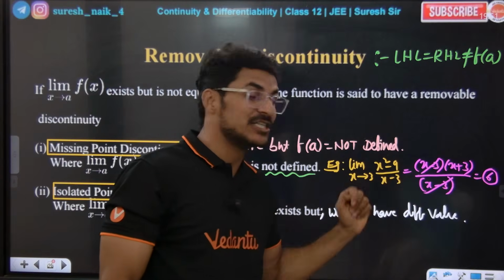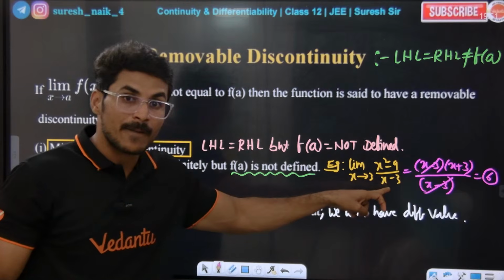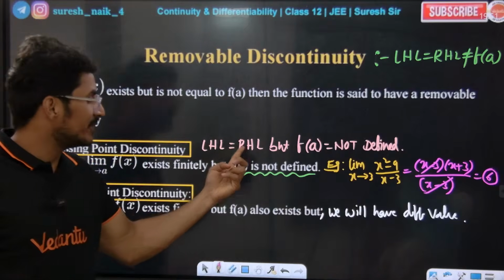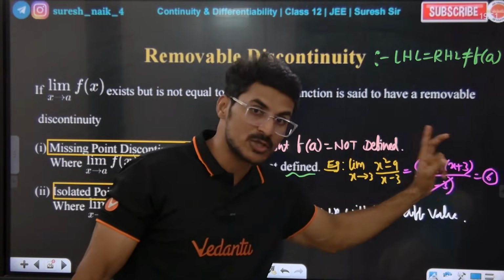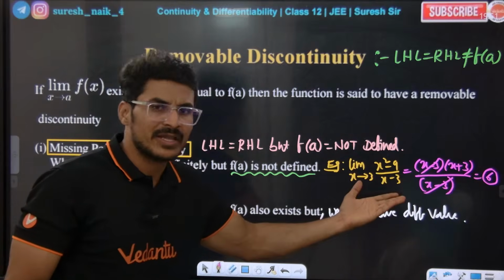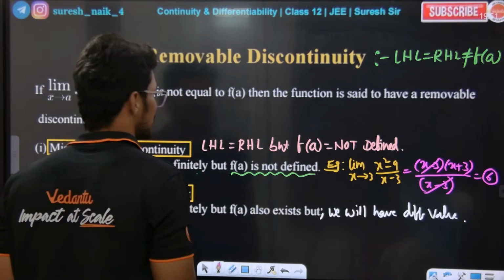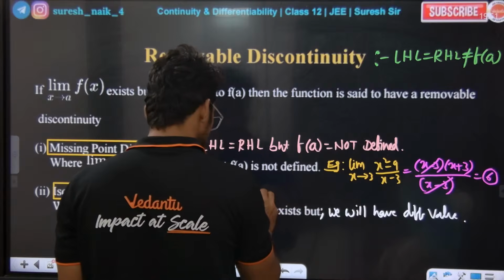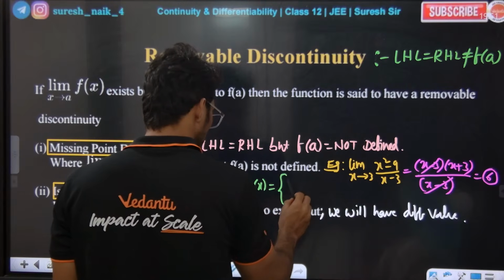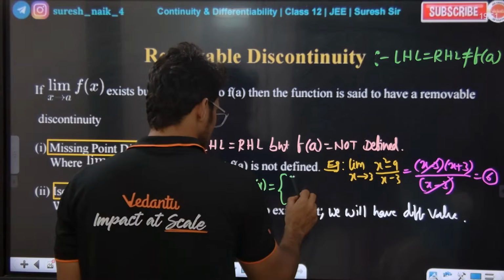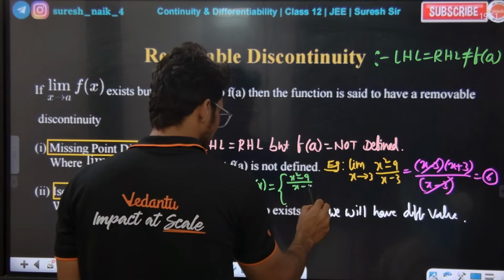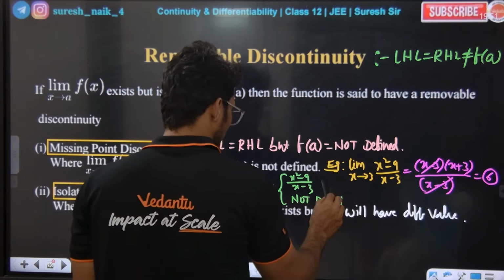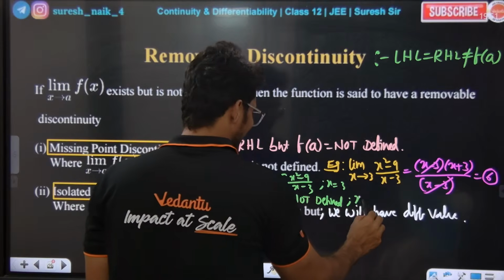The function is not defined at x is equal to 3. If we put x is equal to 3, the function will be not defined. As the definition says, LHL and RHL will be equal. Both are equal to 6, but the functional value will not be defined. F of 3 is not defined. So overall, how do we write this? F of x is equal to (x square minus 9) by (x minus 3) when x is not equal to 3, and it is not defined when x is equal to 3.